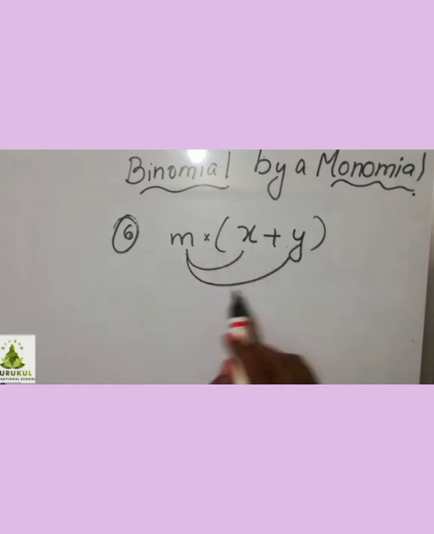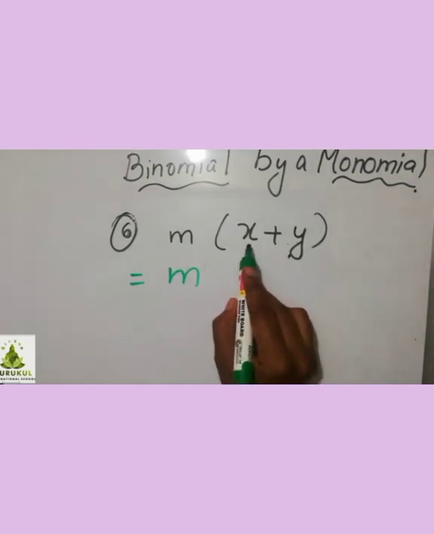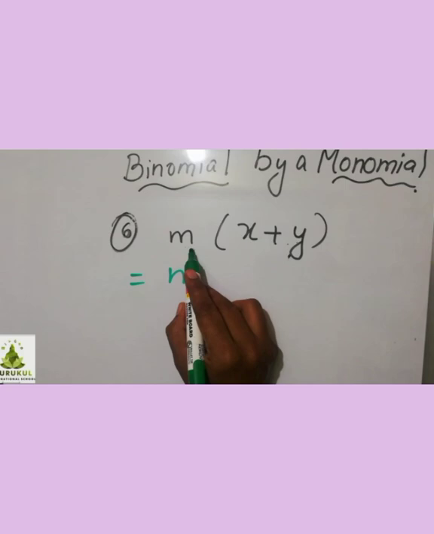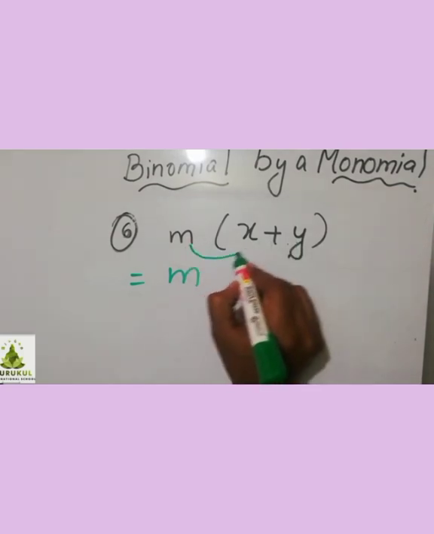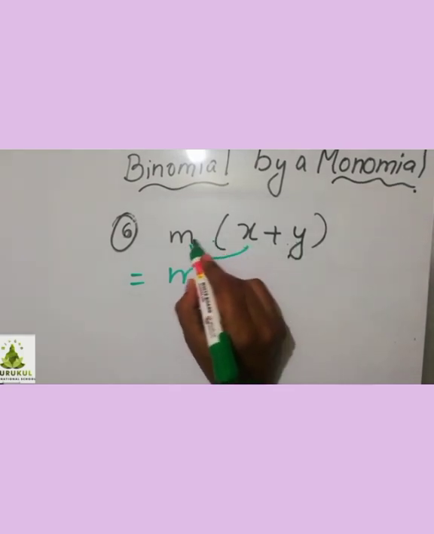Is it clear? The distributive property you have to apply here. So we are multiplying m with the first term, then you have to multiply m with the second term. So m into x, nothing here means multiplication. m bracket means into.